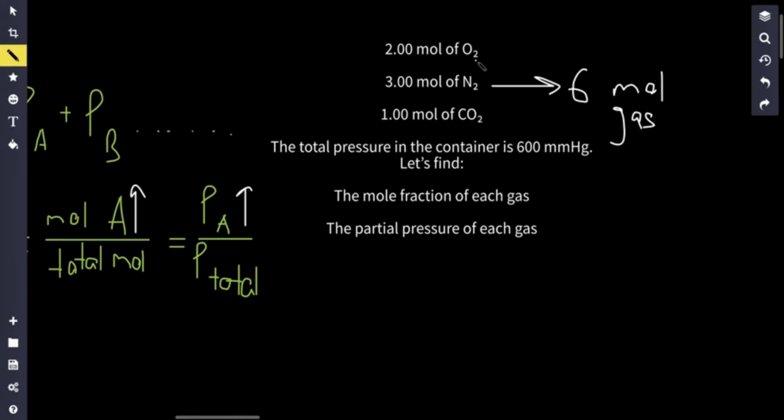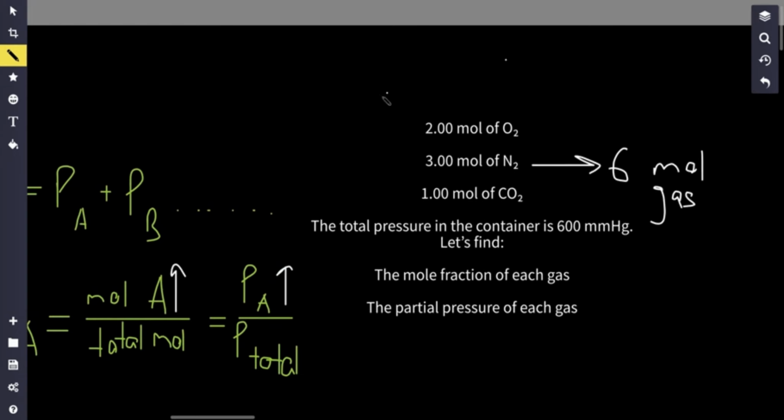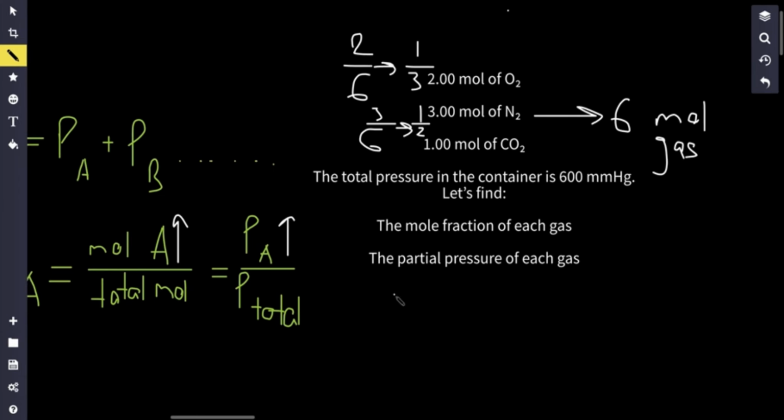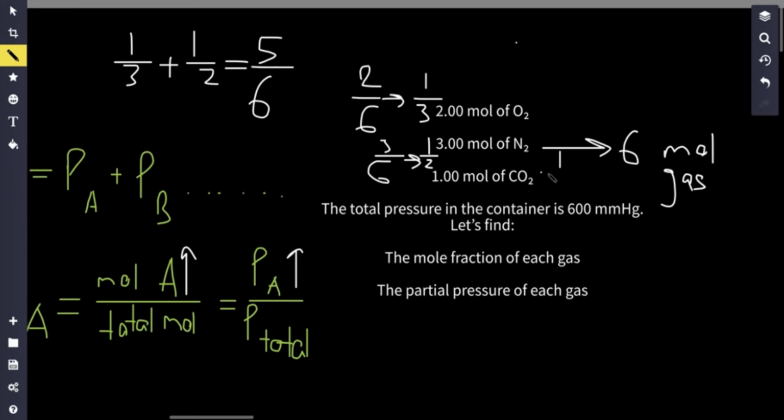What's the mole fraction for O2? Remember, the mole fraction just represents the moles of A over the total moles. So 2 over 6 gives you 1/3. This represents that O2 makes up 1/3 of the total amount of gas in this container. If we're talking about N2, then we do 3 divided by 6, and we get 1/2. This shows that N2 makes up 1/2 of the gas in this container. And 1/3 plus 1/2 is equal to 5 over 6. Well, then the mole fraction for CO2 should be 1 over 6, because 5 over 6 plus 1 over 6 gives me 1.